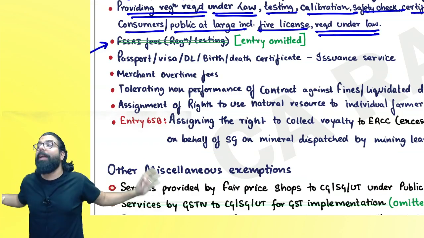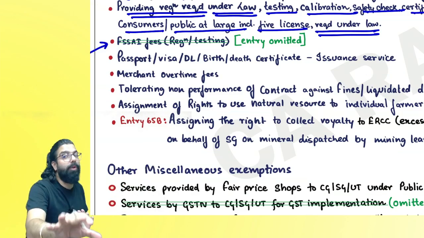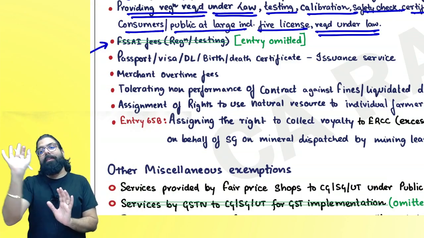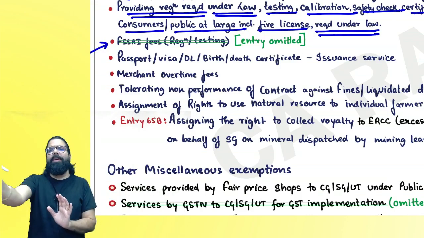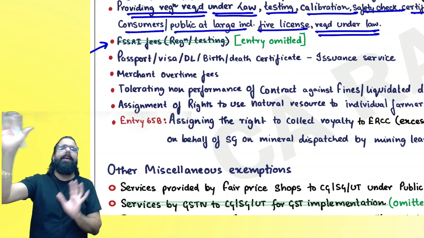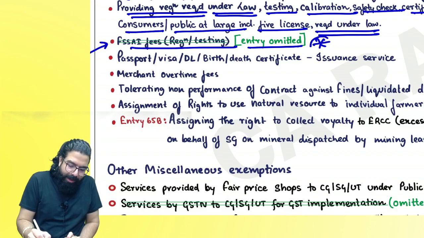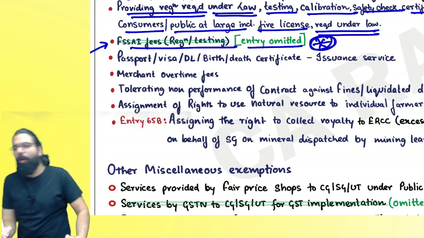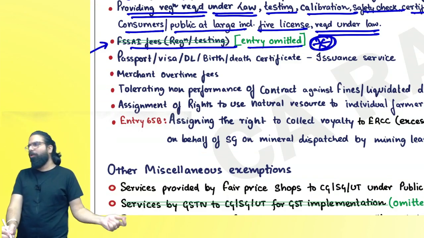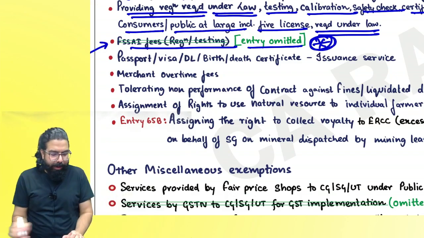The government wants more money. So when FSSAI comes to your place for registration, on whatever application fees, testing fees, etc. are there, GST will be charged. The entry has been omitted, hence please be very careful about it in your exam. Can I go ahead, everyone? I'm trying to cover the exemptions together.